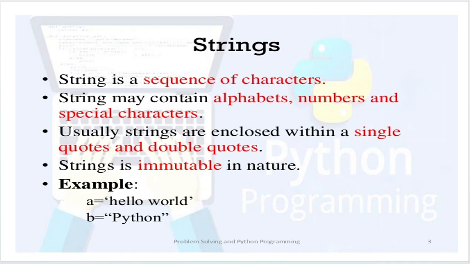characters, or you can say it is a sequence of characters. The strings may be alphabets or numbers or even special characters. So the combination of all these things, alphabets, numbers, and special characters, may be called a string. Usually a string should be enclosed within single quotes or double quotes. So it can be either within single quotation or double quotation. The examples follow here.